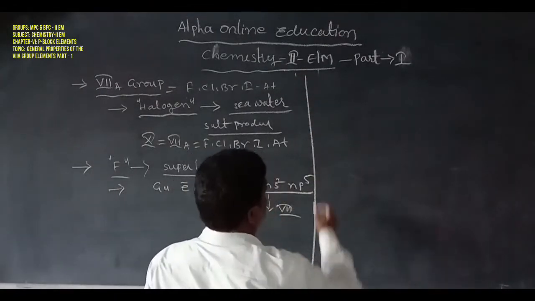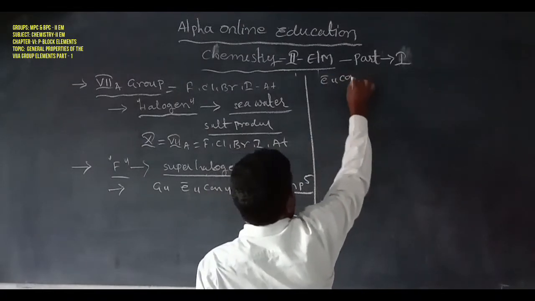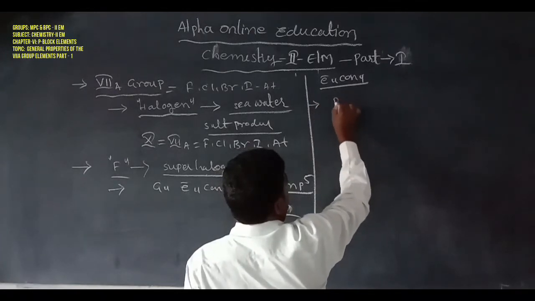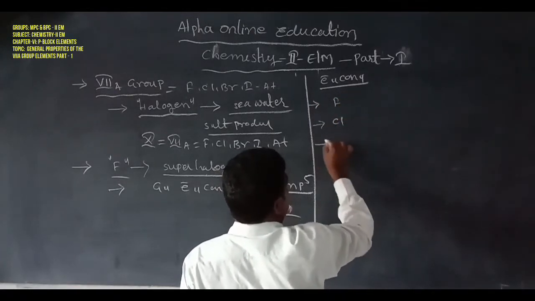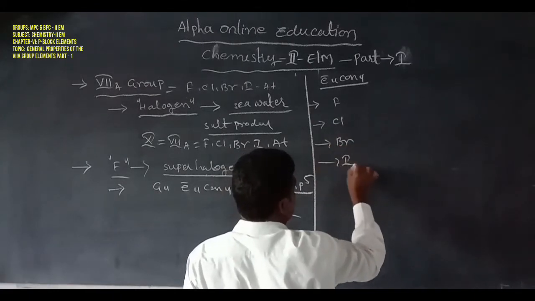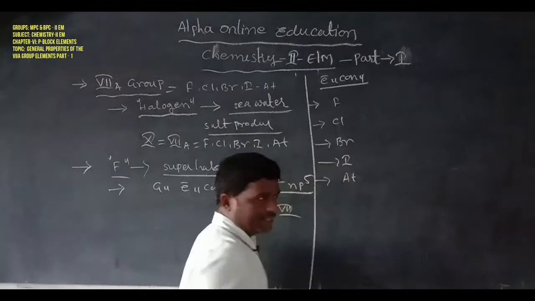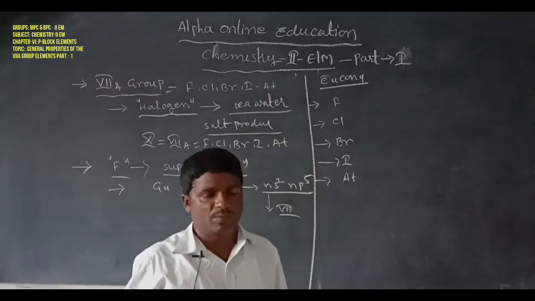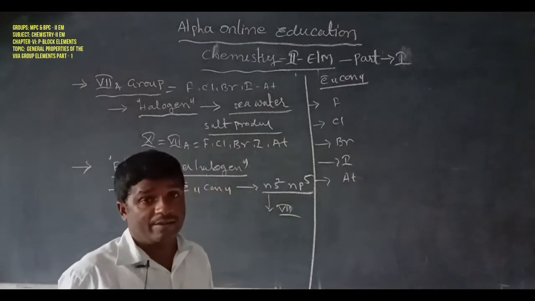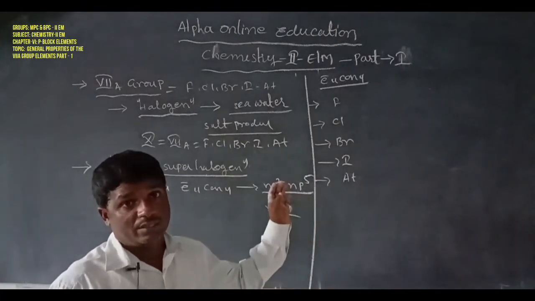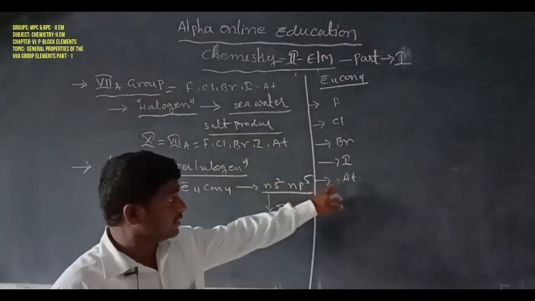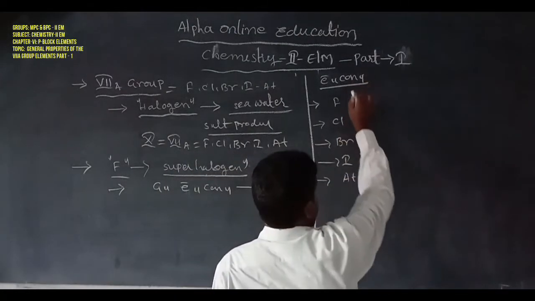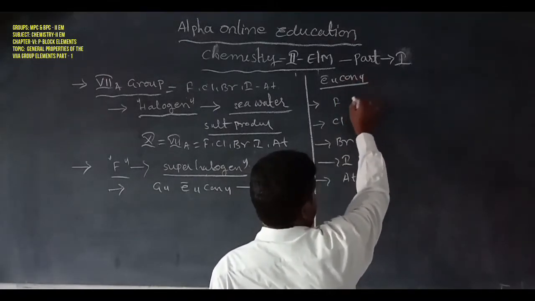Next one, electron configuration of 7th A group elements. First fluorine, next chlorine, bromine, iodine and astatine. In the 7th A group elements, astatine is a radioactive element. Fluorine, chlorine, bromine and iodine are non-metals, and these elements also exist in gaseous nature. Astatine is a radioactive metal.